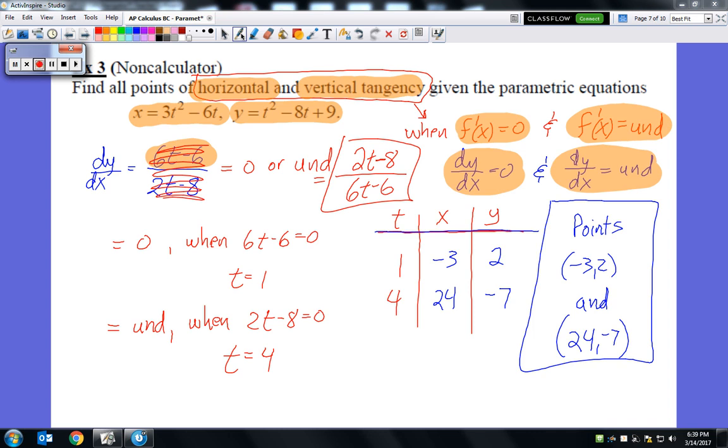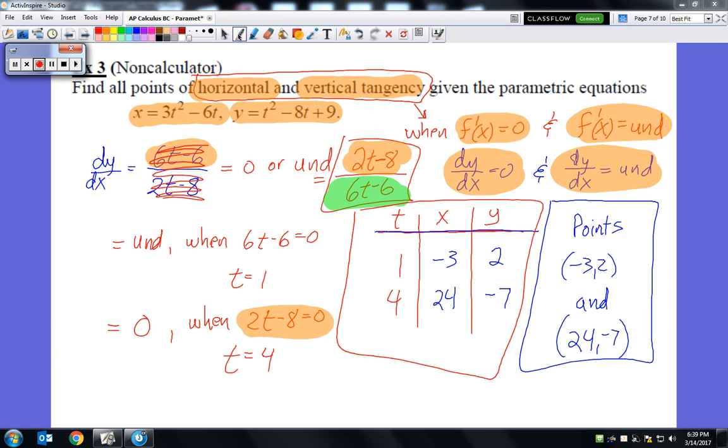Okay, so when would it equal 0? So I have these backwards, and since I already have them pre-filled, I'm just going to swap these real quick. The slope will equal 0 when the numerator is equal to 0. Okay? Which would be at time is equal to 4. The slope will be undefined when the denominator is 0. So I'll put undefined when 6t minus 6 is equal to 0, which would occur at time is equal to 1. You see the table that I just filled out here, so I could get my x and y.